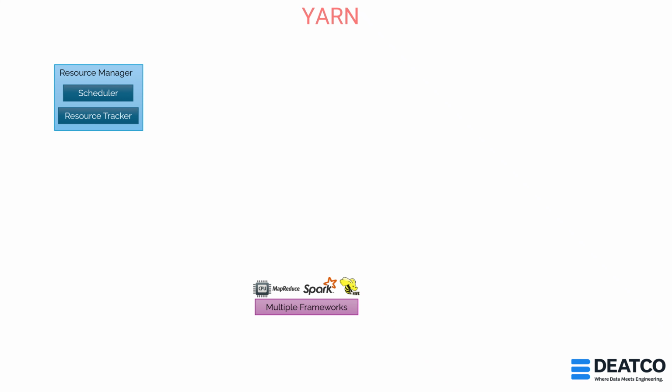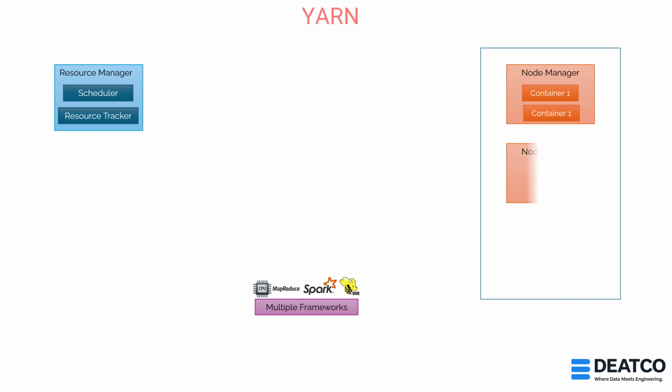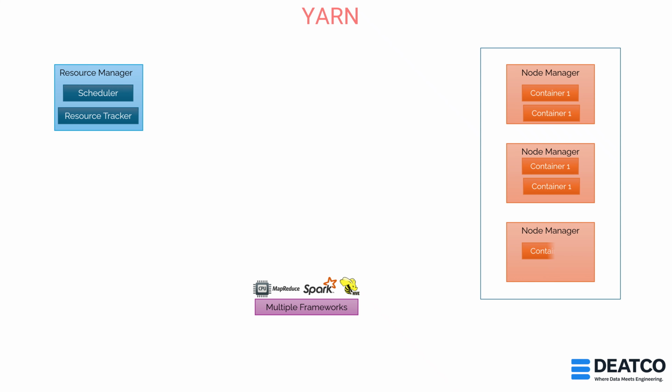The main component of YARN is the resource manager. The resource manager acts as the master and is responsible for managing the cluster resources such as CPU and memory and scheduling applications across the cluster. Each worker node in the cluster runs a node manager. The node manager is responsible for managing resources on its individual node and monitoring the containers running on that node.